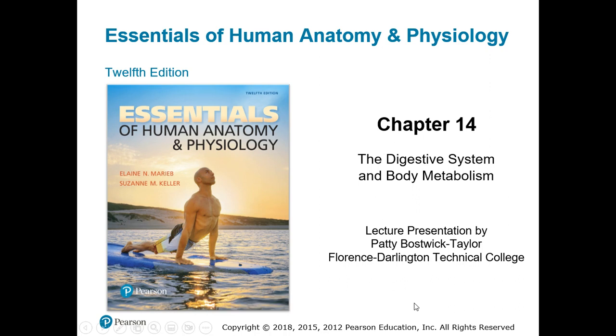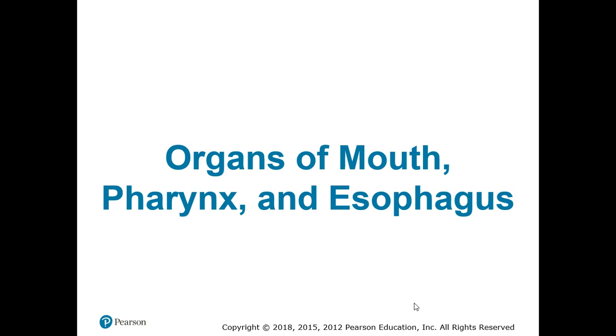Hey everyone, today we're going to continue with chapter 14. In the last few lessons, we learned about the overall general anatomy of the digestive system, and then we learned the overall functions of the digestive system. And we're going to delve a little bit more into the different organs. So today we're going to focus specifically on the organs of the mouth, the pharynx, and the esophagus.